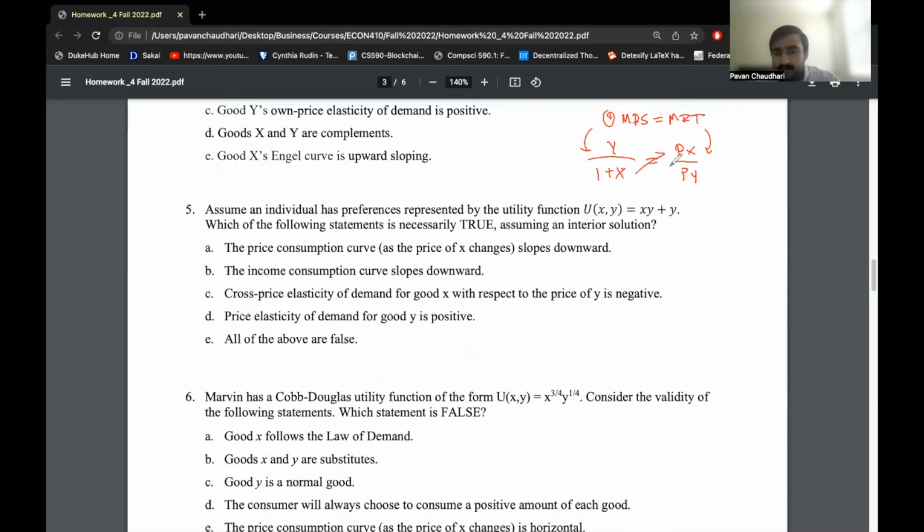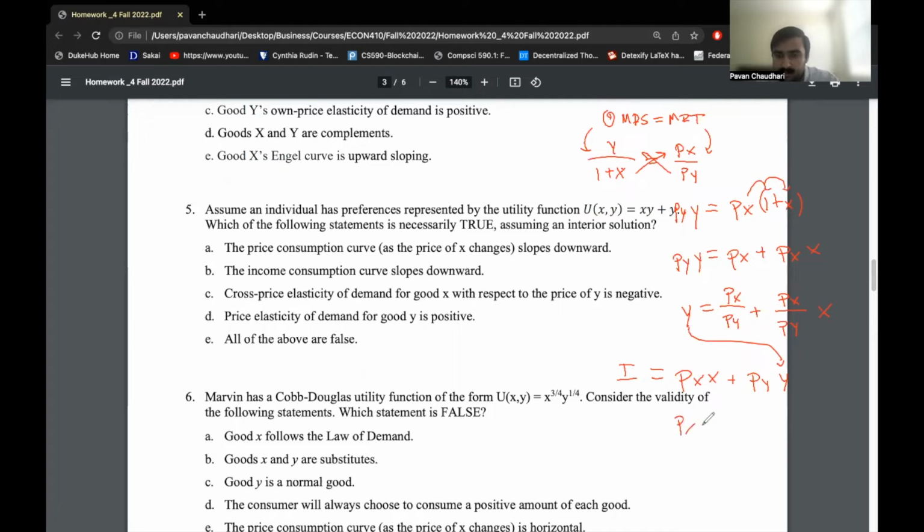We cross multiply. In this case, we need both demand functions, so it really doesn't matter which way you solve. So I'm just going to solve for y, for example. So it's py y equals px plus px x, just distribute. And so we get y equals px over py plus px over py times x. We plug this into the budget line. So just substitute directly.